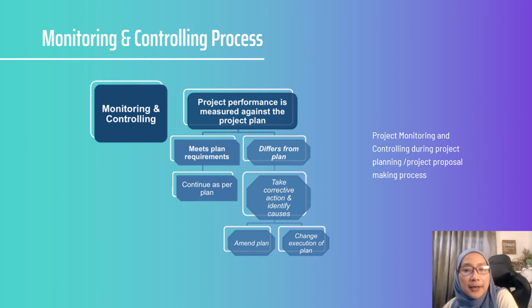So the project monitoring and controlling during the planning. What you have to do during your project planning, your proposal making. If your project meets the plan, you can continue as planned. But if it is different from the plan, you have to take corrective action and identify causes. And then you have to amend the plan and change the plan. So that's why we have a draft proposal. From that draft proposal, we amend it and then we change our plan.